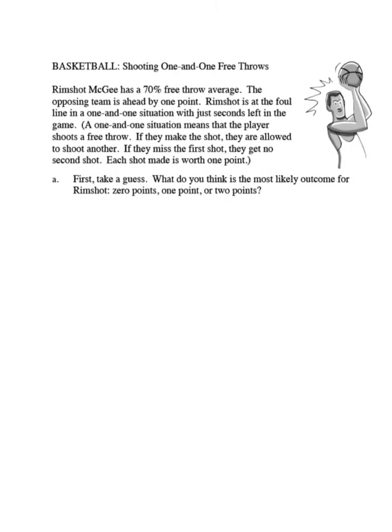This is Rimshot McGee. He has a 70% free throw average. The opposing team is ahead by 1 point, and he's at the foul line in a 1-on-1 situation with seconds left in the game. So I have a bit of basketball in my history. I don't know if you know that. But a 1-on-1 situation means that a player shoots a free throw. Okay, so the player is going to come up and he's going to shoot the free throw. He's either going to make the free throw or he's going to miss the free throw. If he misses the free throw, the other team gets the rebound or whatever, it's a live ball. He doesn't get another shot. If he makes the free throw, however, you get one more shot.